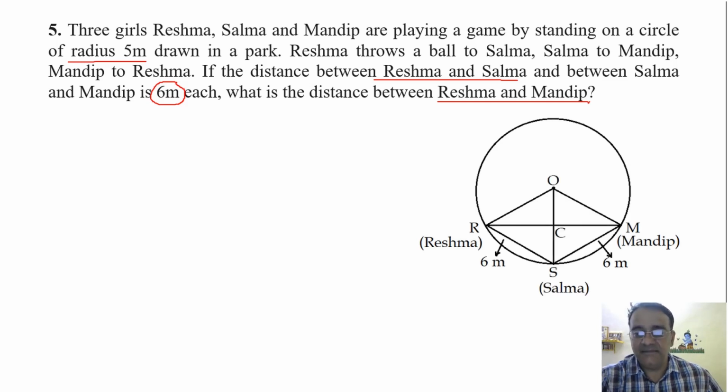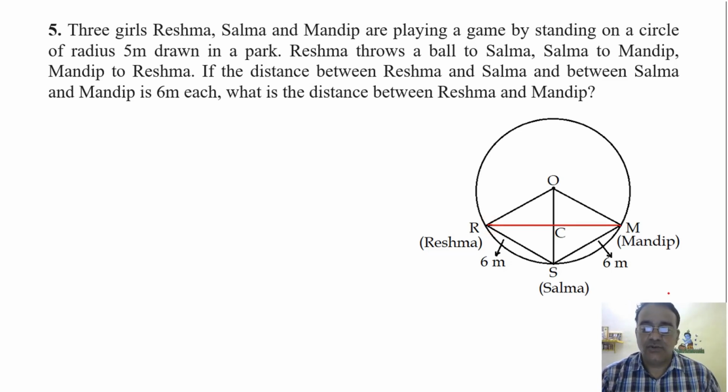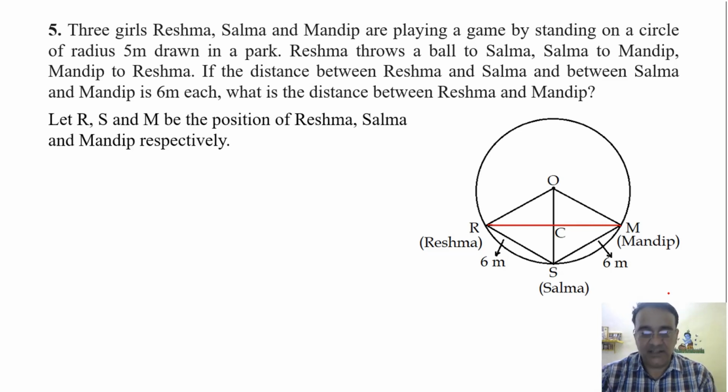So this is the diagram. R is the position of Reshma, S is the position of Salma, M is the position of Mandeep, and the distance between R and S, that is Reshma and Salma, and Mandeep and Salma, is given as 6 meter. So is the diagram clear? Yes, sir. And we need to find the distance between Reshma and Mandeep, that is RM we have to find. So we'll start with the first step of work. Let R, S, M be the position of Reshma, Salma and Mandeep respectively.